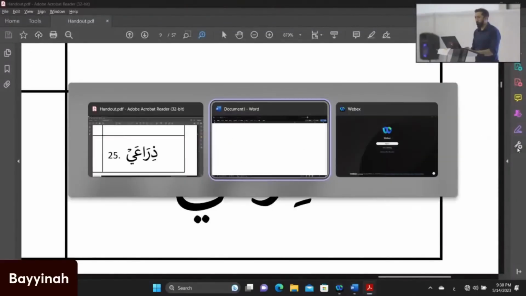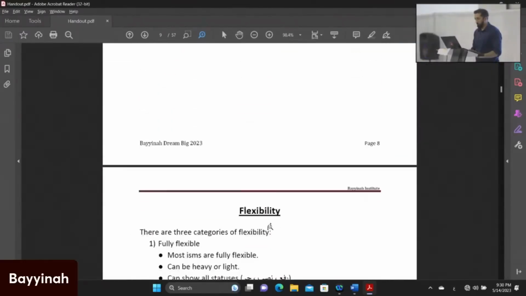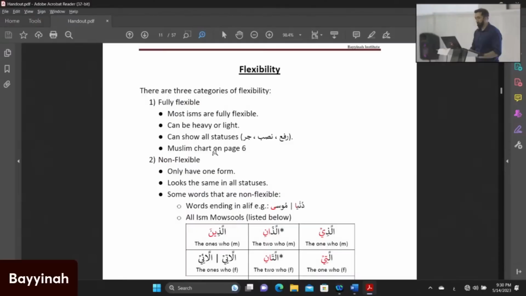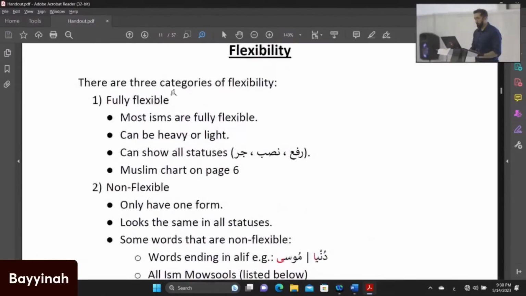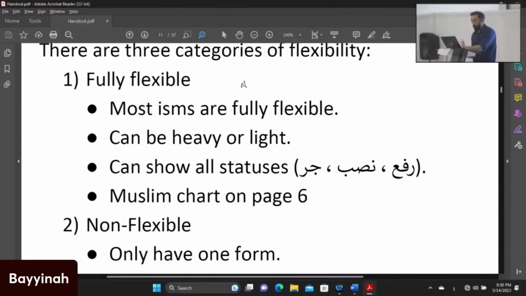Actually, let's look at your notes and see if the notes make sense to you now. Go to flexibility, page 9. It says there are 3 categories of flexibility. Is that clear already? Then it says fully flexible. And then it says most isms are fully flexible. Is that clear? Then it says they can be heavy or light because they have all the rights. They want to be light, they can be light. They want to be heavy, they can be heavy. They can show all statuses, rafa or nasab or jar, sounds, combinations. Basically, fully flexible means you can use the entire Muslim chart on page 6. That's what that means. Okay?